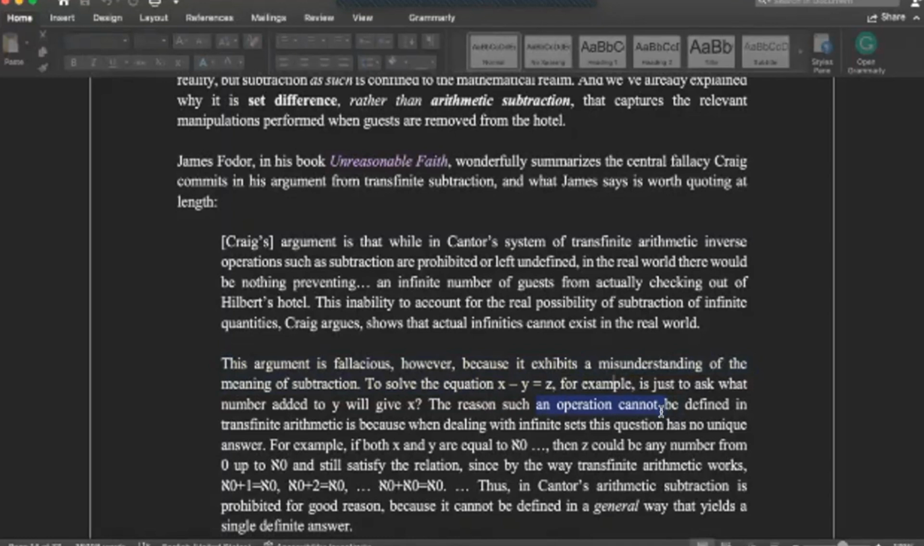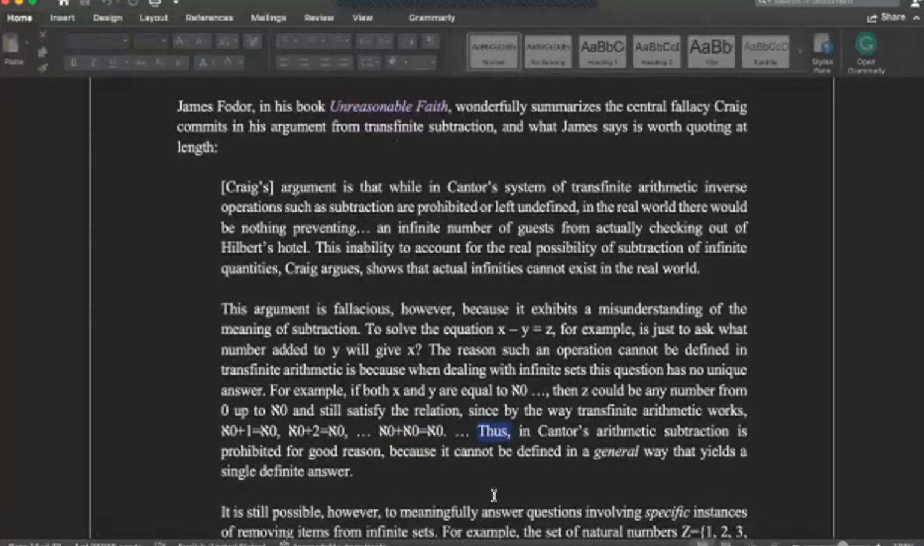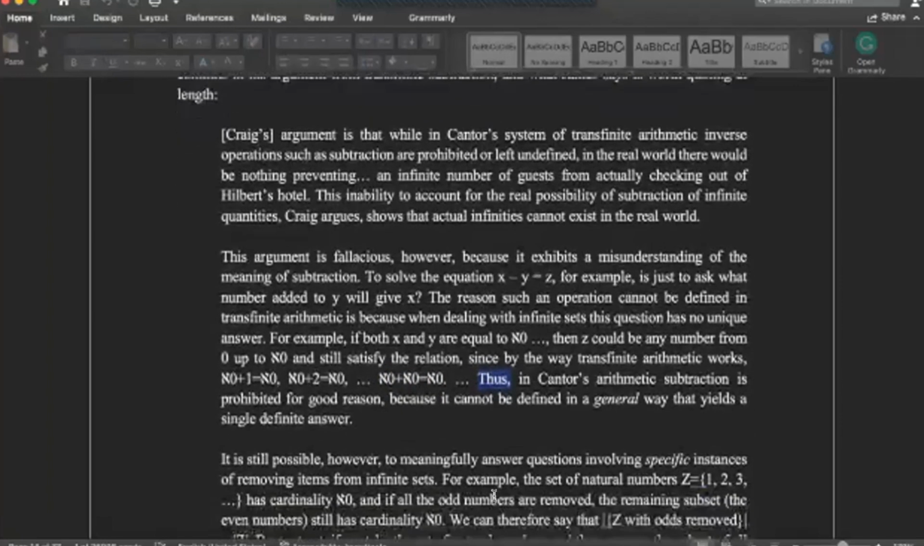For example, if both x and y are equal to Aleph null, then z could be any number from 0 up to Aleph null and still satisfy the relation. Since, by the way, transfinite arithmetic works, Aleph null plus 1 equals Aleph null plus 2 equals Aleph null plus 3 equals Aleph null plus Aleph null equals Aleph null, and so on. Thus, in Cantor's arithmetic, subtraction is prohibited for good reason, because it cannot be defined in a general way that yields a single definite answer.